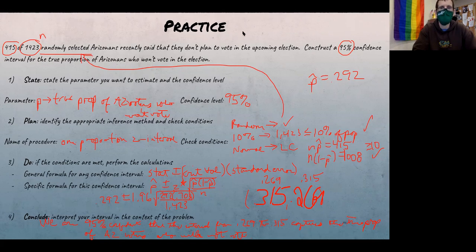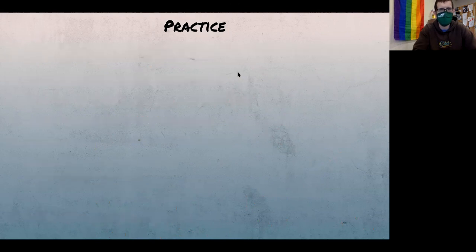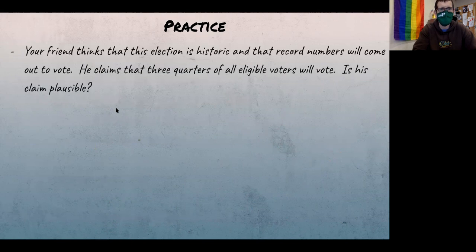And now we're going to move ahead. Now, let me go ahead and say, if this was an FRQ, they probably wouldn't be phrased exactly like this. In fact, they might give you a setup, and then it might give you a question like this. Your friend thinks that this election is historic and that record numbers will come out to vote. He claims that 3/4 of all eligible voters will vote.